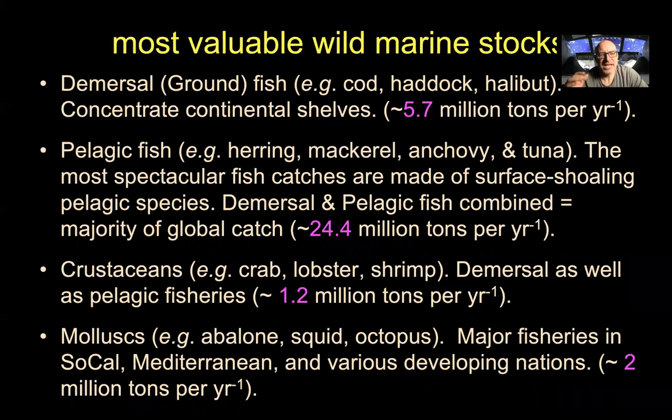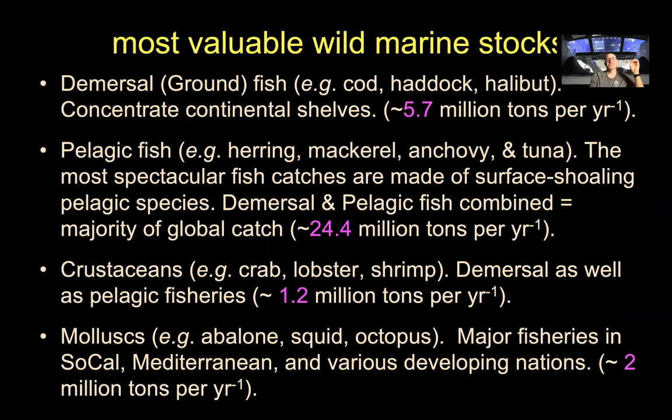So we have a couple broad categories of how we have historically managed fish stocks. Demersal or benthos associated fish are fish that hug the ground or are mostly on the ground. And these guys tend to be close into the continents, close into us where we are, in the continental shelves and shoulders. Examples would be things like rockfish, halibut, stuff of that nature.